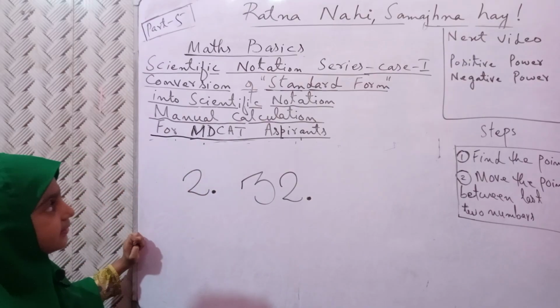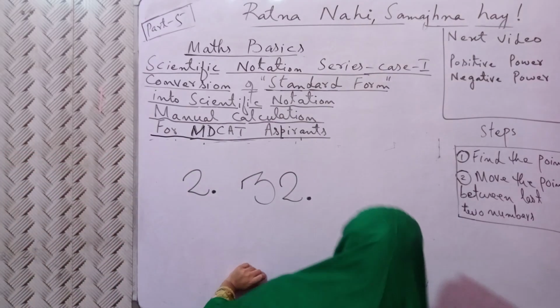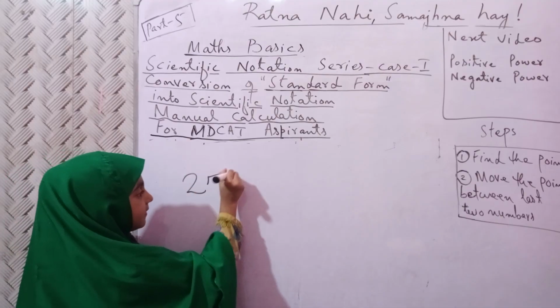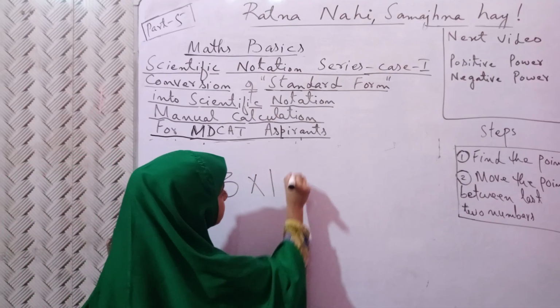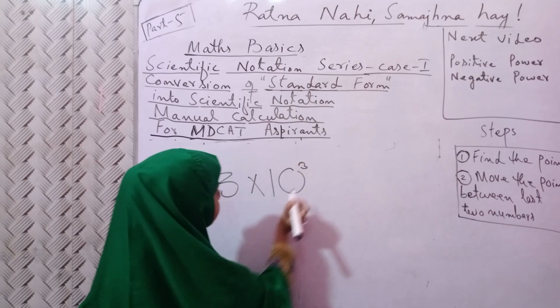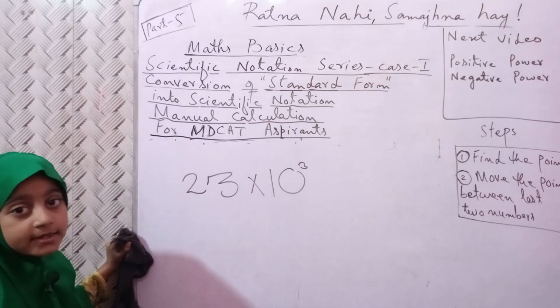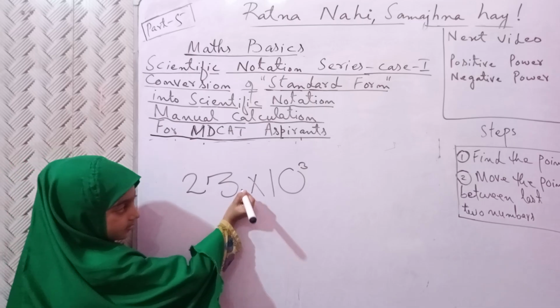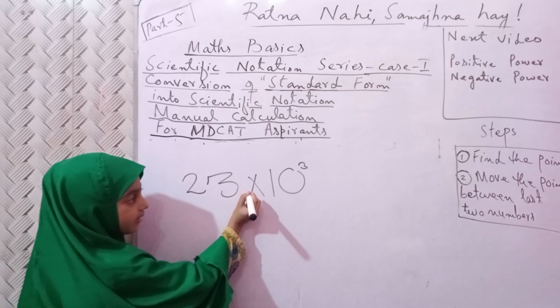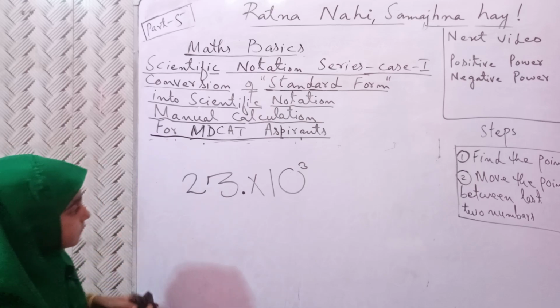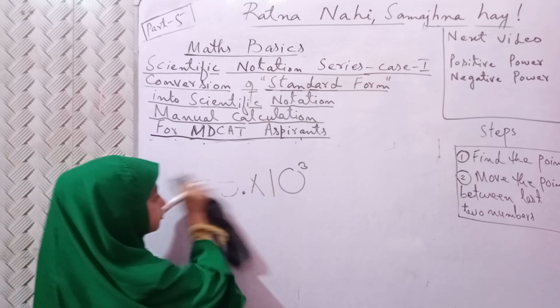Now let's come to scientific notation to put the point. Now it is 23. You will say there is no point, but there is a point there. 3 and a multiply sign between. Done? Now you understood?